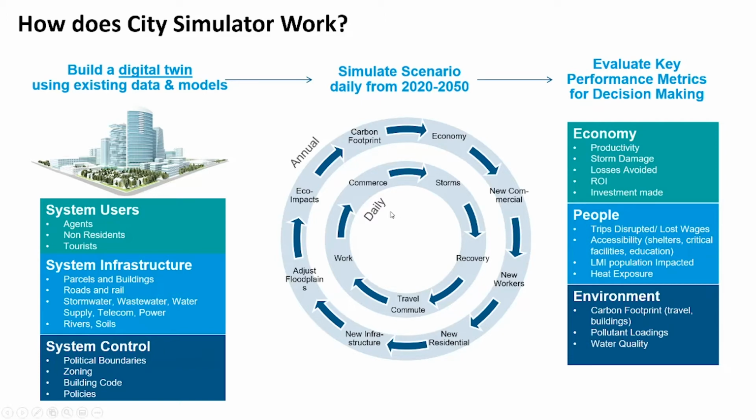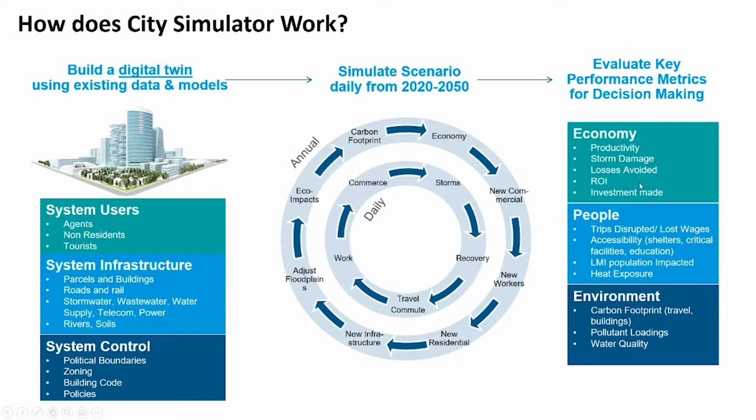On the daily loop, this runs once a day, and it's looking more at did a storm occur? Which buildings were impacted, and how long is it going to take them to recover? It also looks at daily activities that occur when disaster hasn't occurred. Things like travel, commuting, working, commerce, shopping, and so on. So we get a full simulation of all the activity that happens in the city over time.